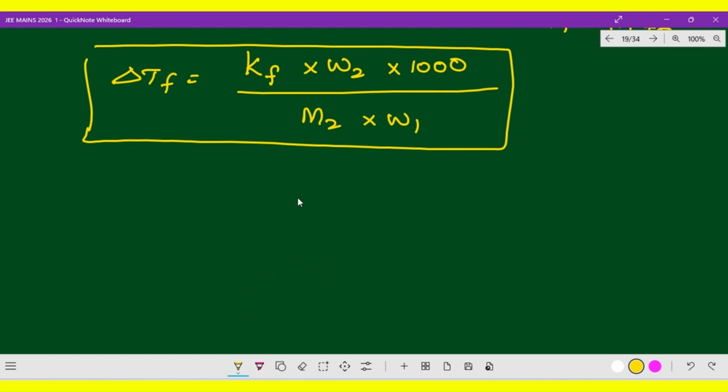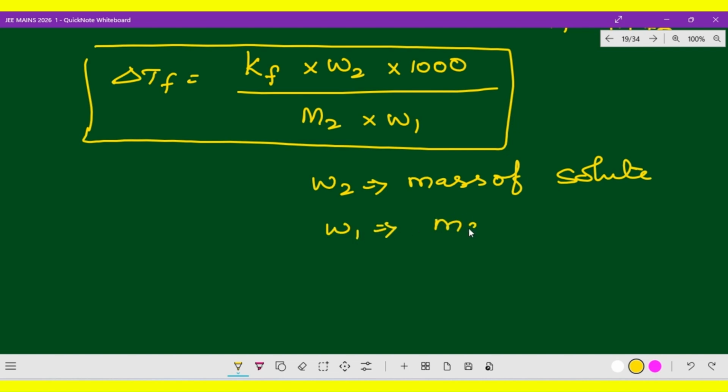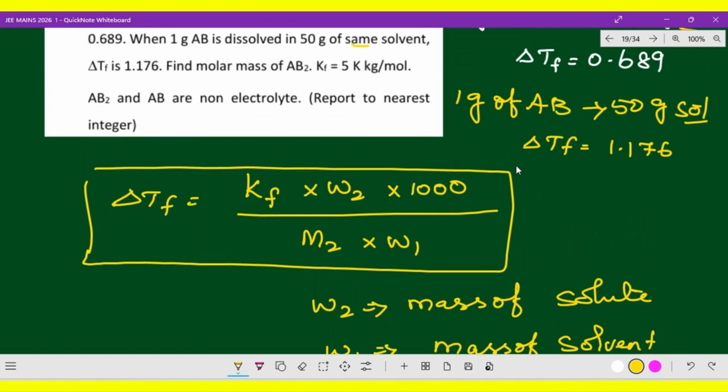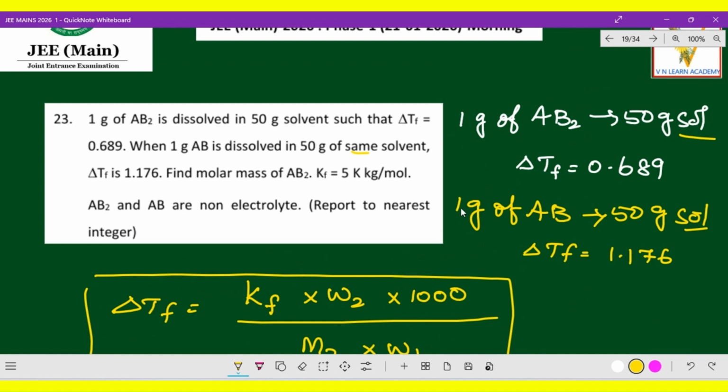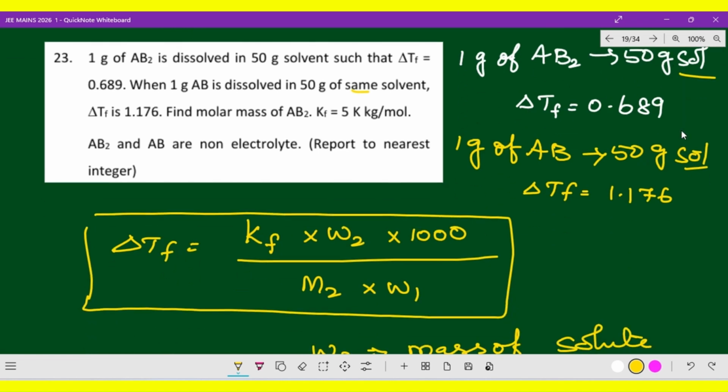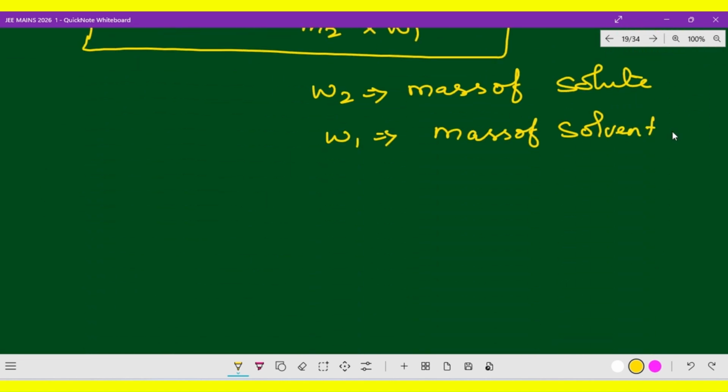W2 is the mass of solute. W1 is the mass of solvent. They have mentioned everything, right? So the mass of solute is 1 gram. They mentioned 1 gram of AB2 in 50 gram of solvent, and 1 gram of AB in 50 gram of the same solvent. So 1 gram is the solute and 50 gram is the solvent. It is mentioned very clearly, dissolved in.